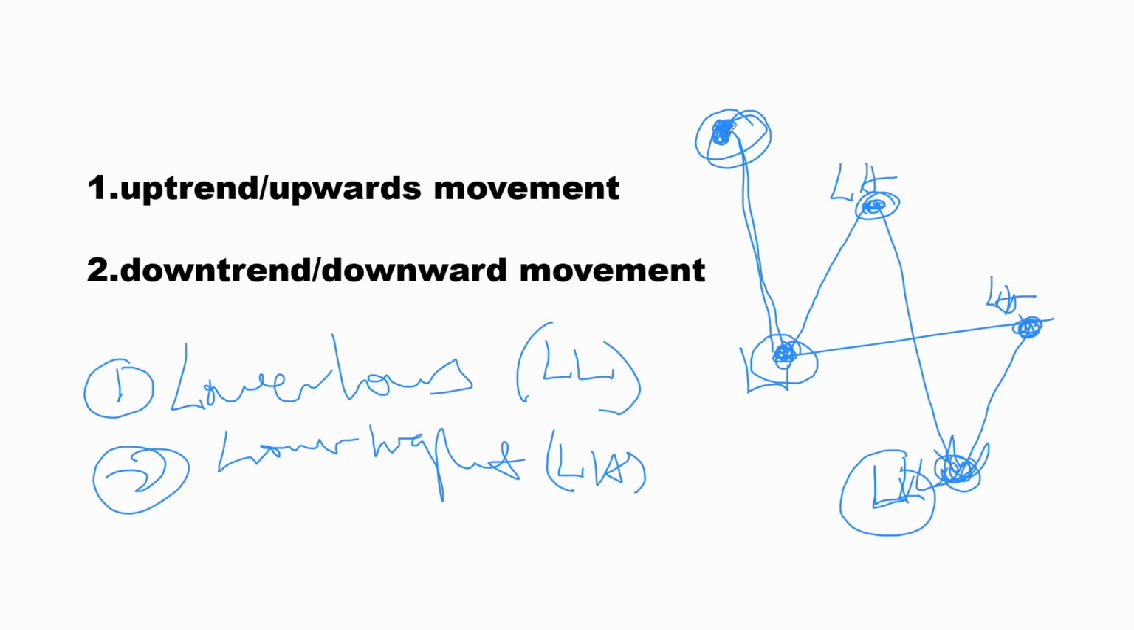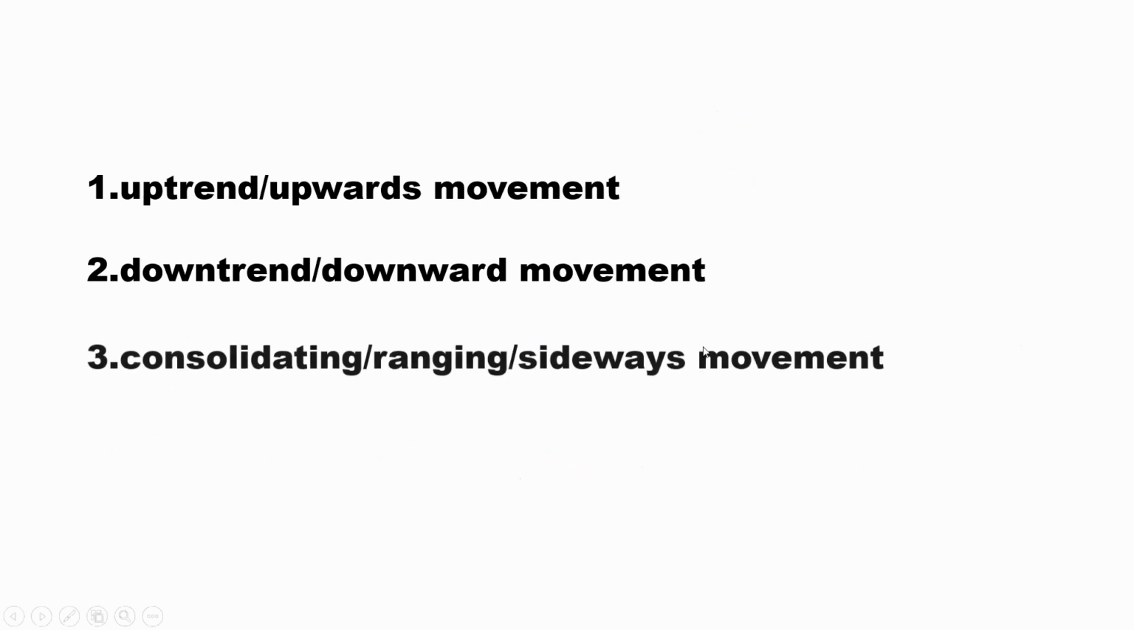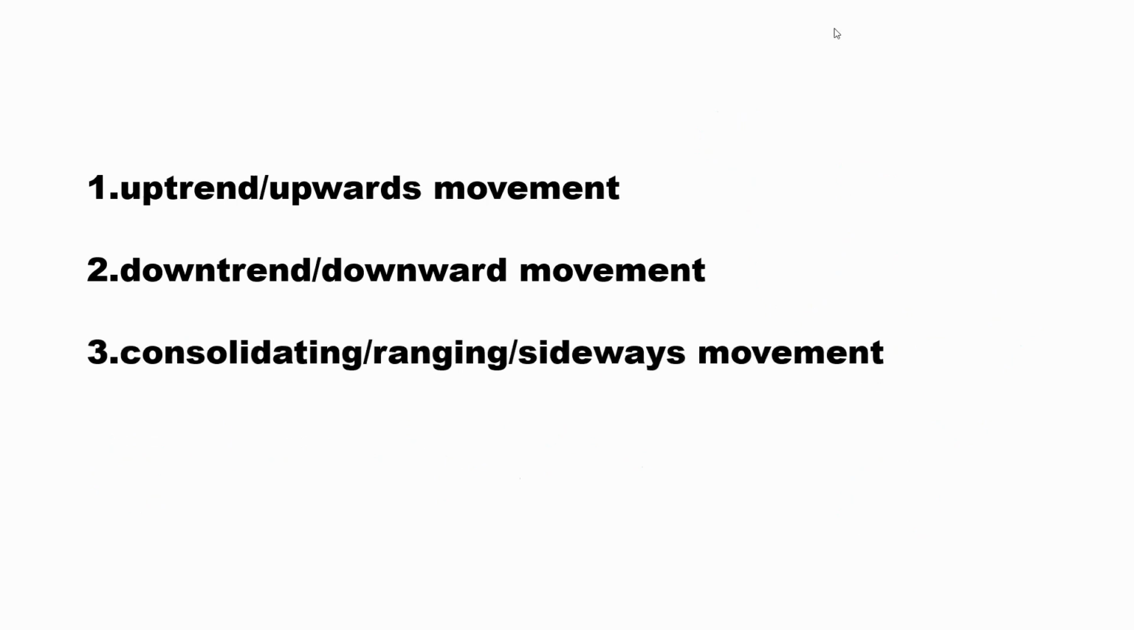Then let's go to the third type of market movement. The third type is what someone can call a consolidating market, or a ranging market, or a sideways market. Now, what do we mean by it? Something that is consolidating has no direction. It's just almost in one place, right? Or something that is ranging. It's just in a particular range, right?